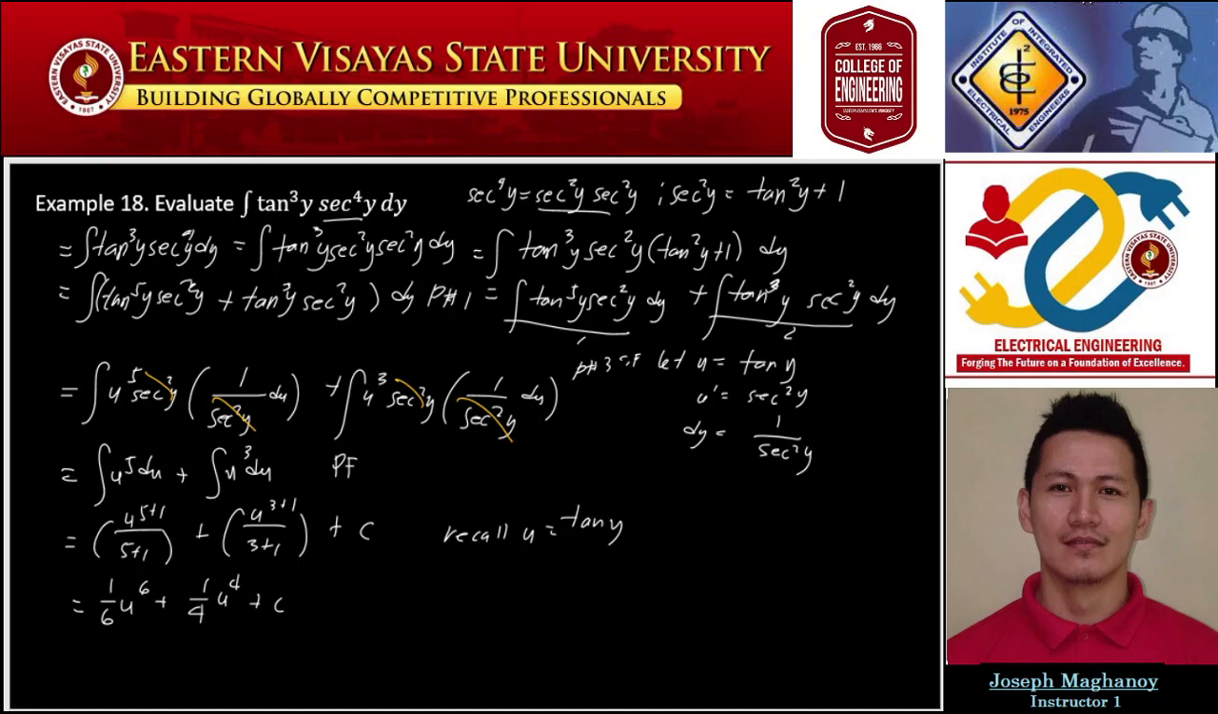Okay, so rewriting. If we're going to rewrite our function and recall the value of u, that is 1 over 6. What is the value of u? Tangent. Copy the power, tangent raised to 6 y, plus 1 fourth tangent, copy the power, raised to 4 y, and the summation of arbitrary constants, plus c. So this is your final answer for your example number 18.